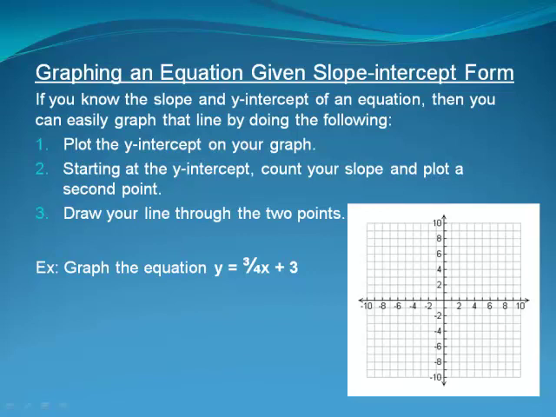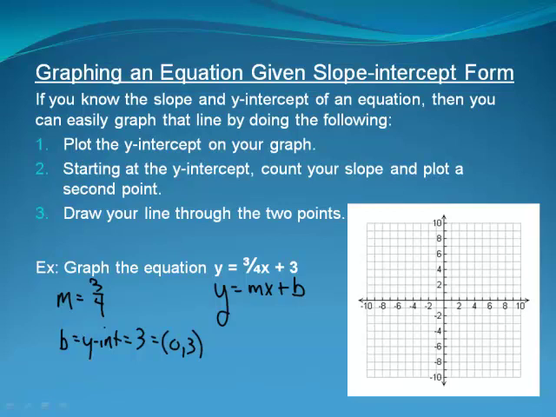The question is, graph the equation y = 3/4 x plus 3. First thing you want to note is this is slope-intercept form. Y = mx plus b. So immediately you can pull out your slope which is 3/4, and your y-intercept, which in this case is a +3, or ordered pairwise is going to be 0, 3.